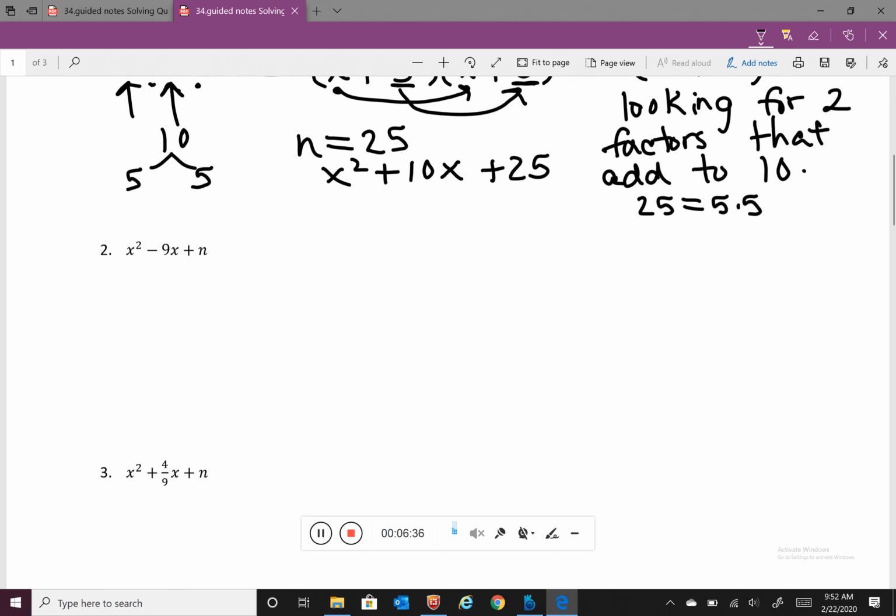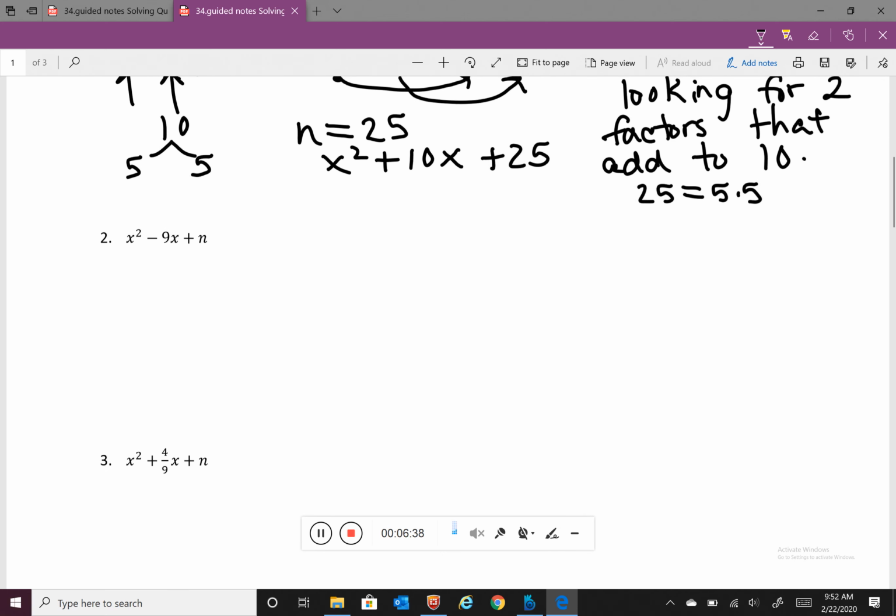For our next example, we have two differences here. First, let's notice that we have minus 9x. Secondly, let's notice that 9 is not an even number. So if we look back to this example, 10 was an even number, and so when we take 10 and split it in half, half of 10 is 5. But we can do the same thing here.